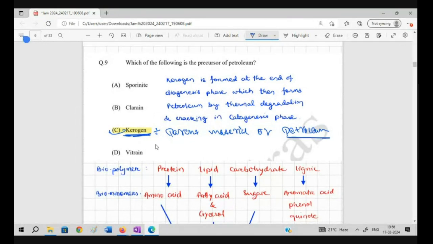But if you see the other options, whether it is vitrinite, clarain or sporinite, these are associated with coal. Okay, these are coal materials. Is it fine?